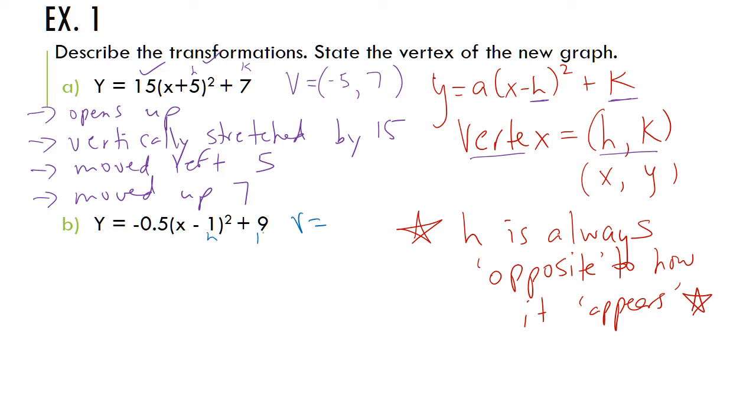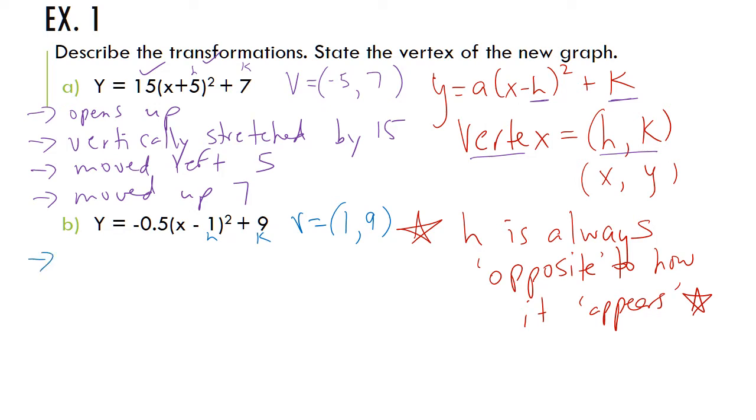There's your H, there's your K. H is always opposite to how it looks. Right now it looks like negative 1. What's the opposite of negative 1? Positive 1. My K value, 9. There's my vertex. Now describe the transformations.